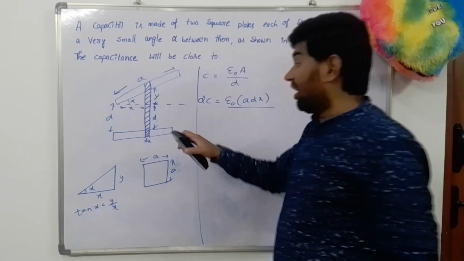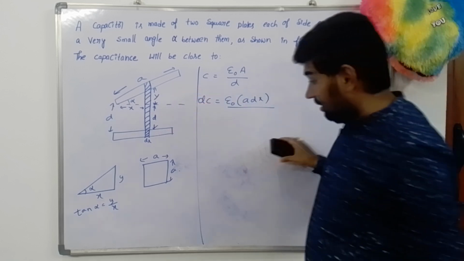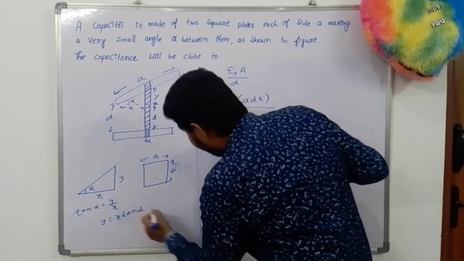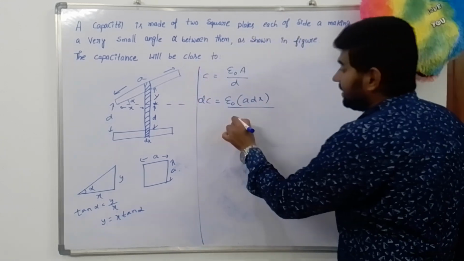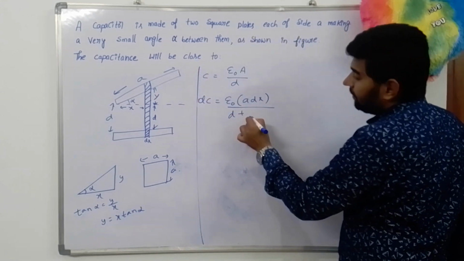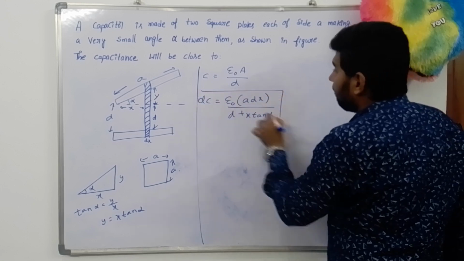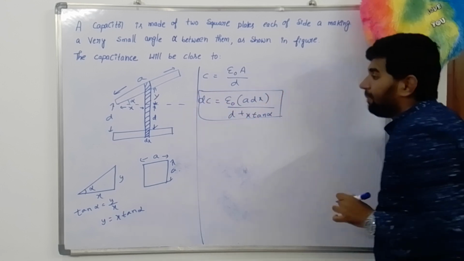From this, what is our requirement? We have to find out y. Y is equal to x tan alpha. Just substitute the total distance here: D plus x tan alpha. This is the capacitance of the given element.